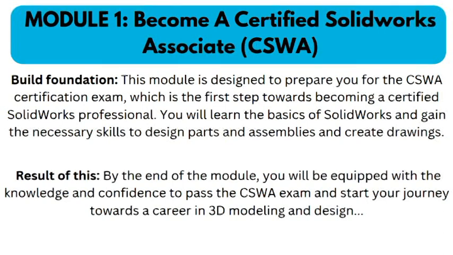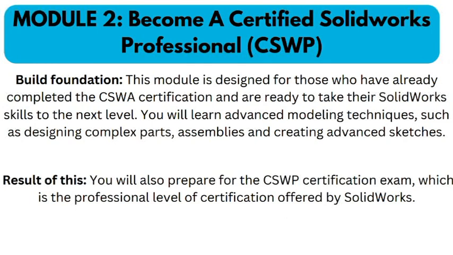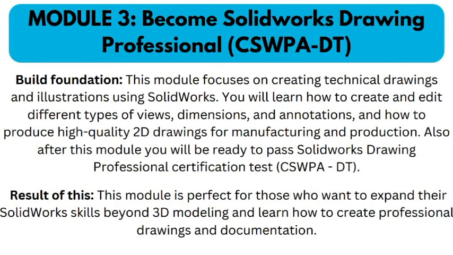Now, after Module 1, we have Module 2, and this is Become a Certified SolidWorks Professional. This module is designed for those who have already completed the CSWA certification or completed Module 1 and are ready to take their SolidWorks skills to the next level. You will learn advanced modeling techniques, such as designing complex parts, assemblies, and creating advanced sketches. You will also be prepared for the CSWP certification exam, which is the professional level of certification offered by SolidWorks.